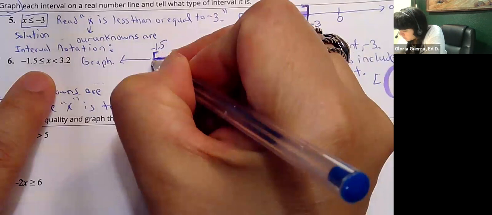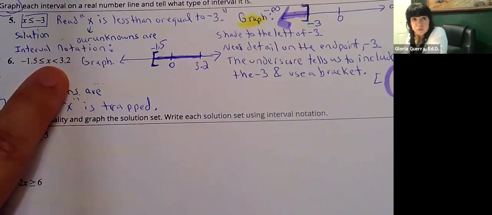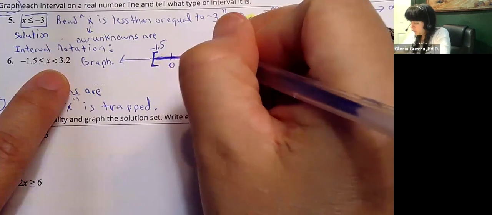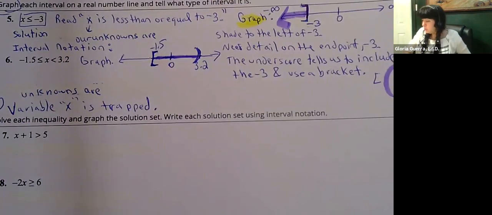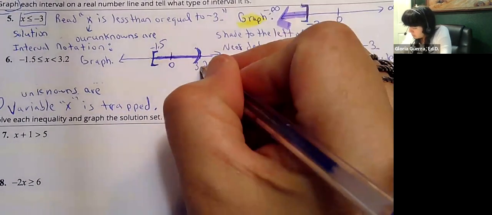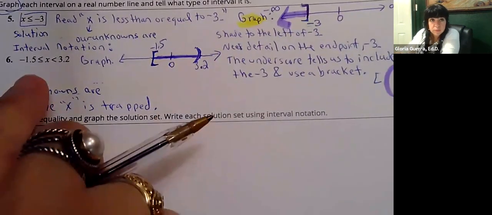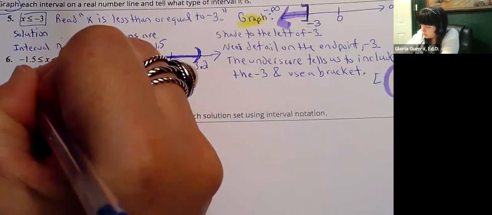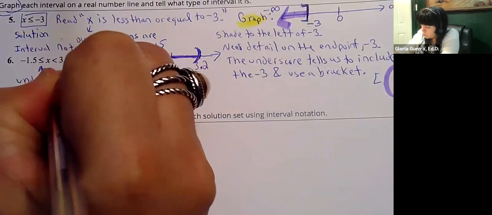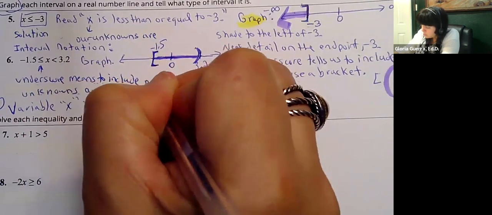So negative 1.5 has a bracket. Remember, you want to shape it in the direction that you're shading. But then 3.2 has no underscore on the inequality symbol, so no bracket. That means it's going to be a parenthesis. Okay, that's your graph. And like I said, sandwich, it's a compound inequality. But see this underscore means to include the point.